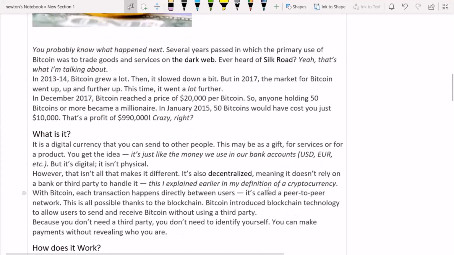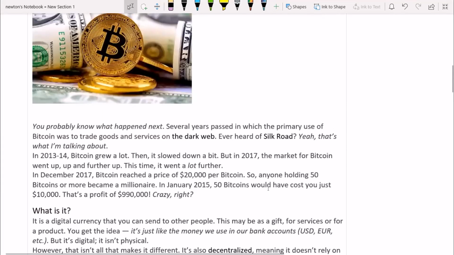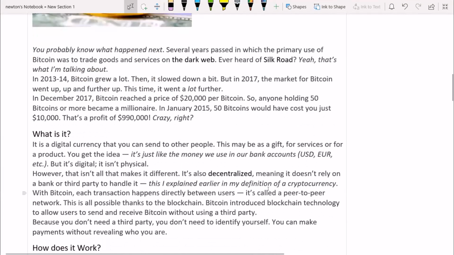So that's just it about Bitcoin. It's a very simple analogy and very easy to understand. So what is it? It is a digital currency that you can send to other people anywhere in the world. Digital means that you can see it, but you can't feel it like the physical traditional money that we have. But it can be converted to physical cash.